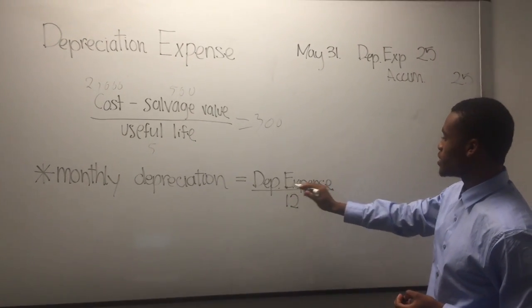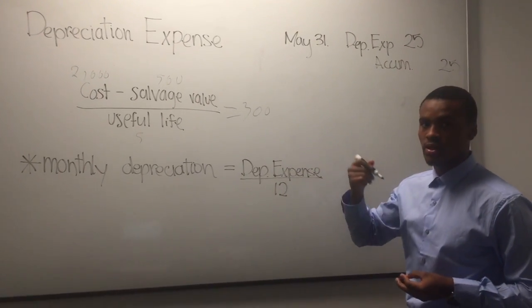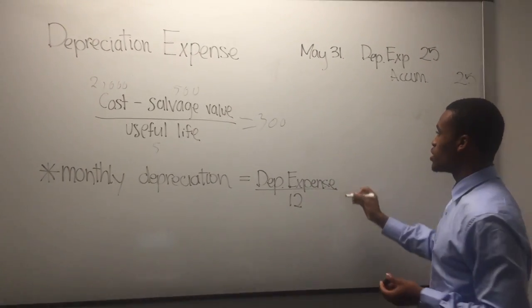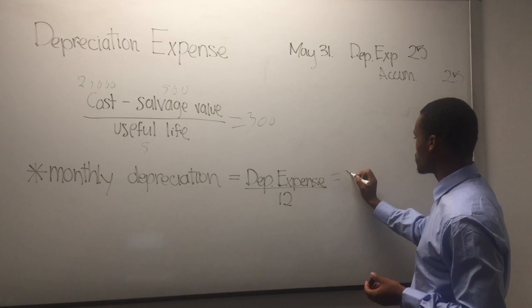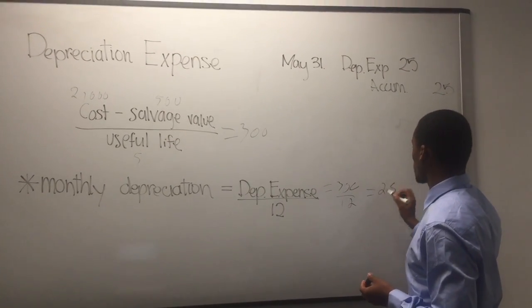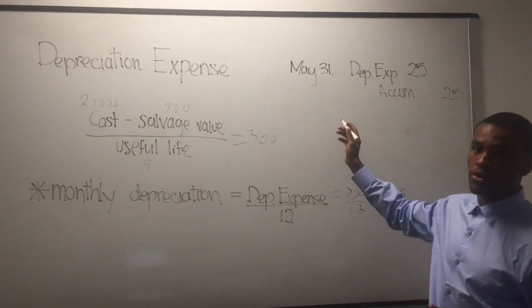And when you find depreciation expense, to find your monthly depreciation expense amount, you have to divide it by 12 because of course there are 12 months in a year. So 300 divided by 12 is going to equal $25. Now when you find this amount, you're ready to do your journal entry.